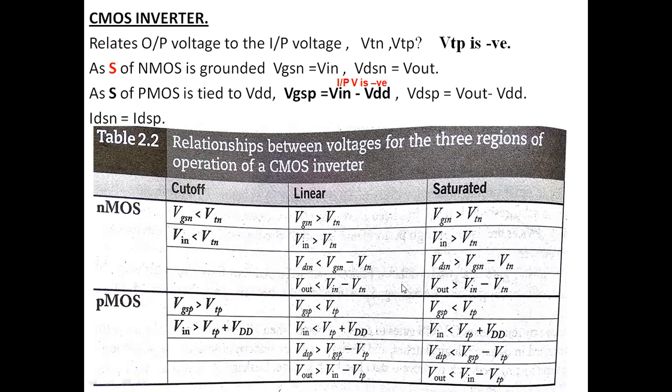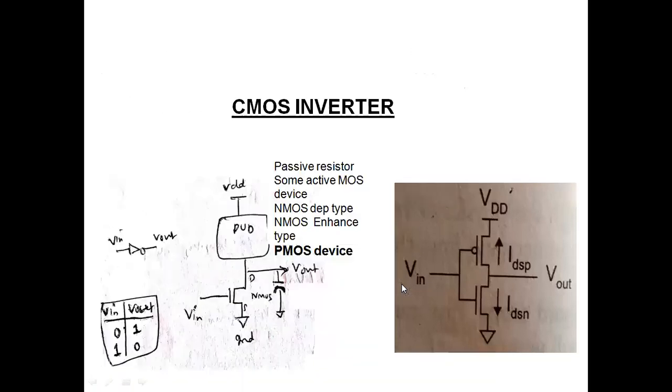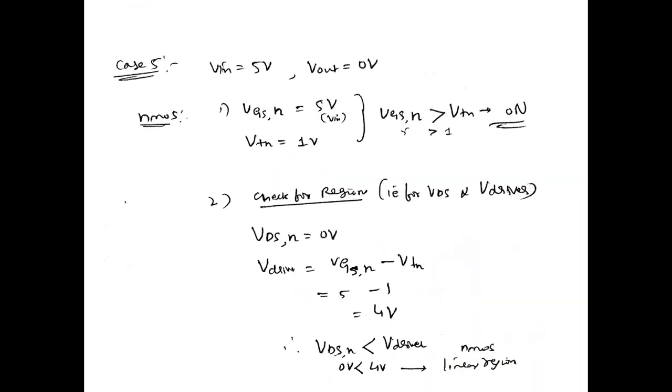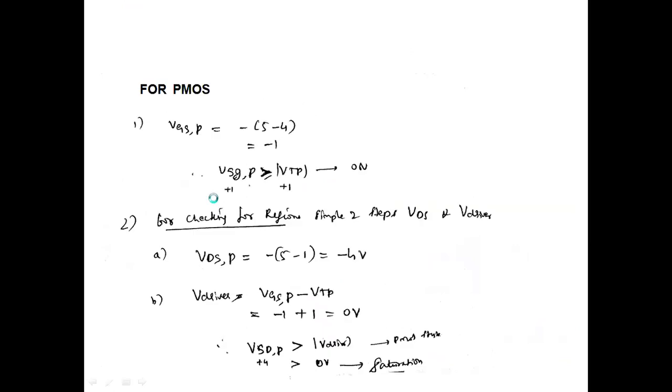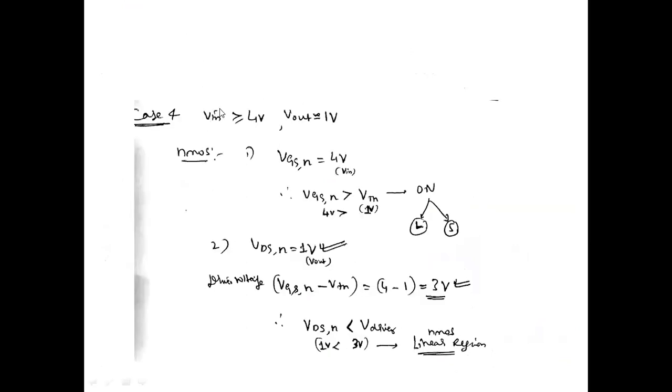I repeat, these equations are neatly discussed along with the numerical examples in 5 cases. So for example, case 5, where we have taken Vin equal to 5 volts and Vout equal to, of course, 0. Why? Because input high, then output low. And we'll be analyzing the conditions of NMOS as well as PMOS. Similarly, case 4 was Vin greater than or equal to 4 volts.